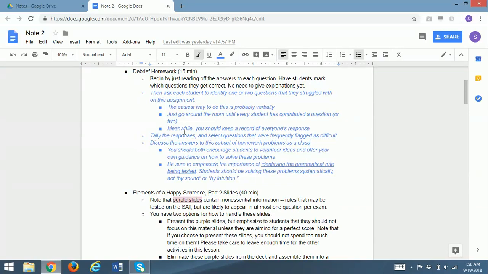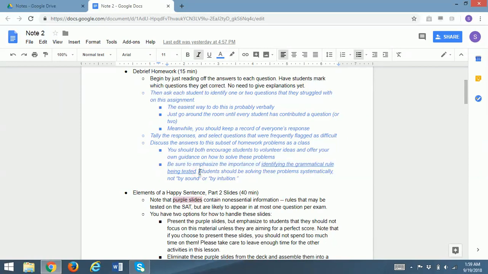And also you get a more accurate picture of what the really difficult problems for the majority of students were. And then, as I said, you can spend time debriefing them. I would encourage students to volunteer how they might solve them and also offer your own 2 cents on how to get the answers. And down here, something important that I said last week too is emphasize the importance of identifying the grammatical rule being tested.